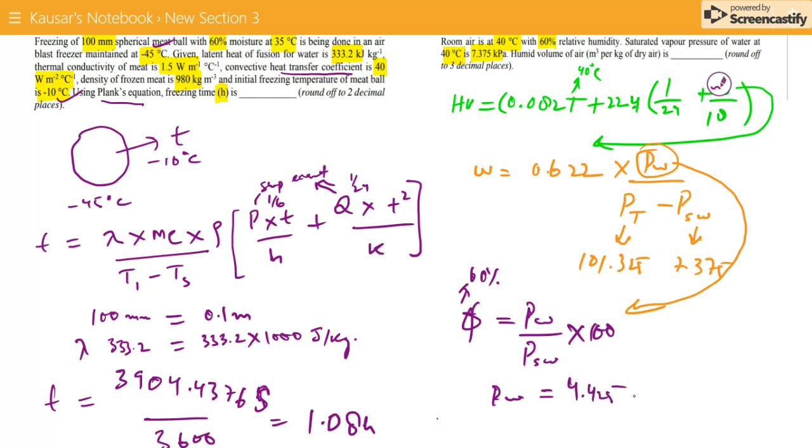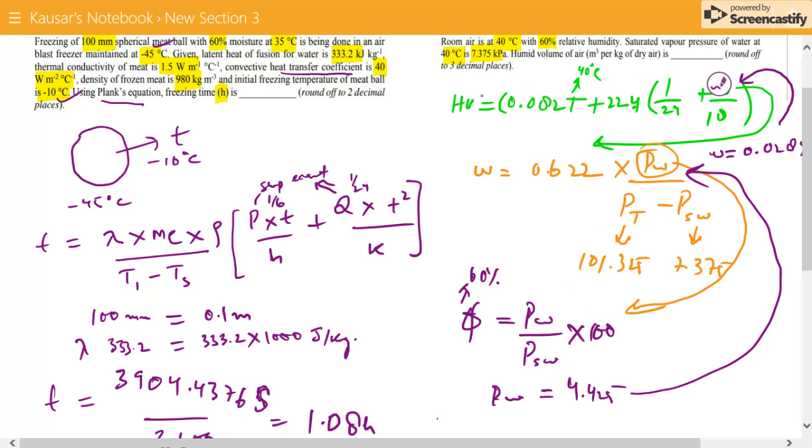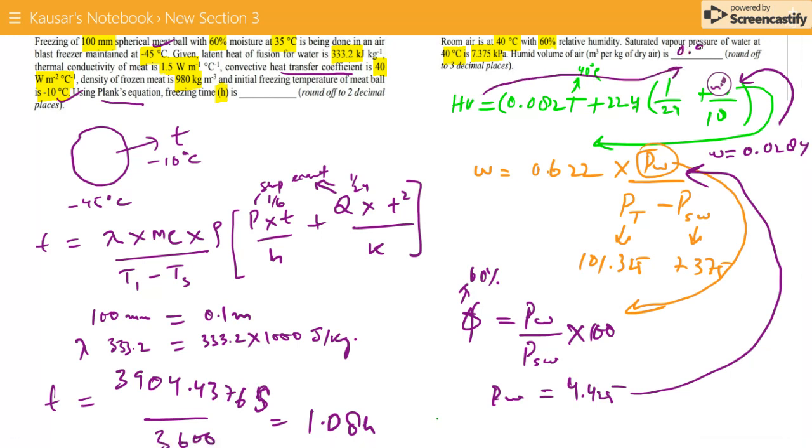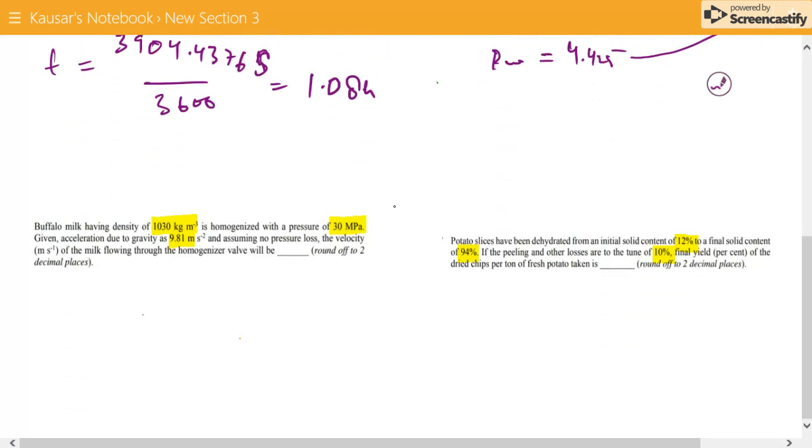PW will be equivalent to 4.425, and we have to use this in this equation, and then we will get the value of W, which is equivalent to 0.0284. Then we have to put this value here, and we will get the humid volume as 0.926, which is the final answer of this numerical.